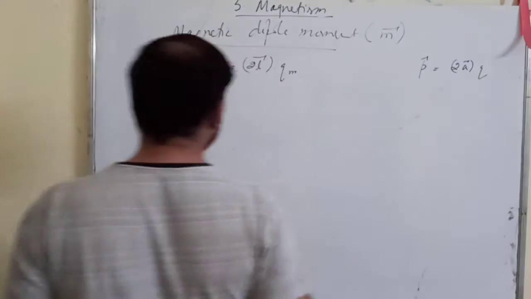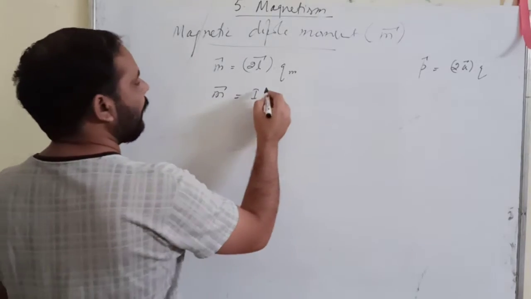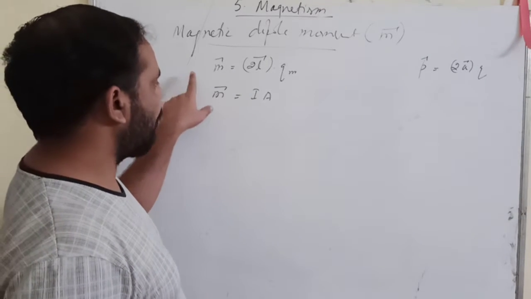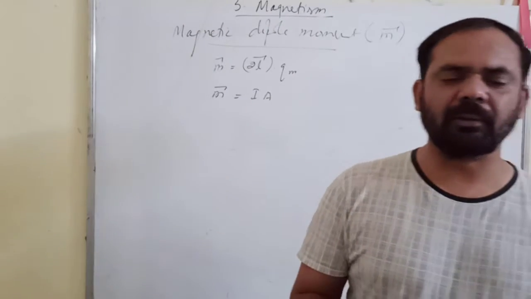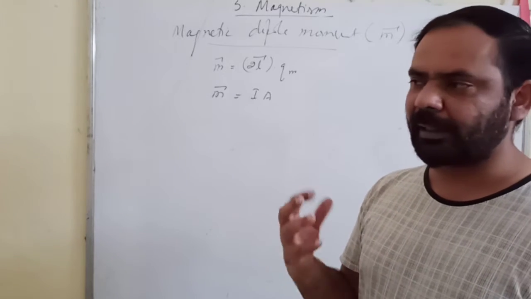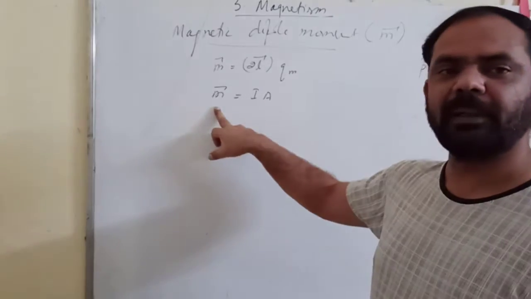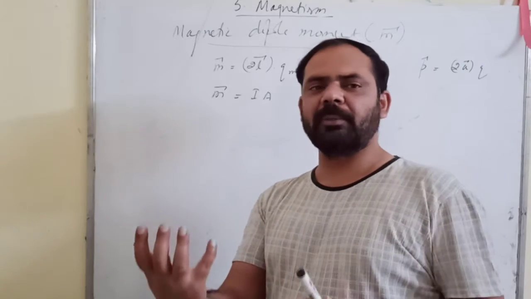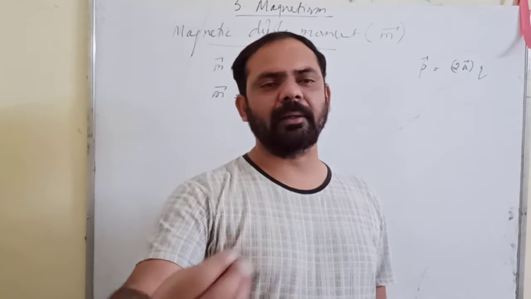We have one more formula for magnetic dipole moment, that is I into A. We have discussed earlier the reason for the generation of magnetic field. Who creates the magnetic field? It is the electric current. So that's why this is the more important relation. Magnetic field is created because of the electric current, and if a body has a magnetic dipole moment, then it can create the magnetic field.